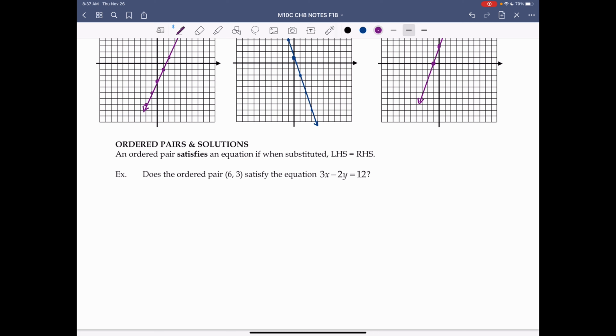Ordered pairs and solutions. An ordered pair satisfies an equation if, when substituted, the left-hand side equals the right-hand side. Example, does the ordered pair 6, 3 satisfy the equation 3x minus 2y equals 12? So an ordered pair is always an x value and then a y value. To check if this ordered pair satisfies the equation, we're going to sub in 6 for the x value and 3 for the y value. And then we're going to see if the left side equals the right side.